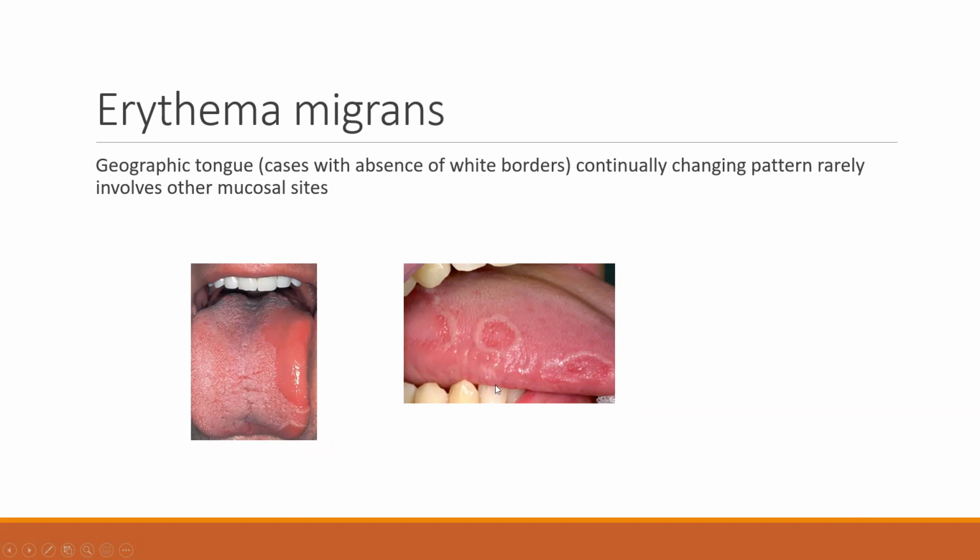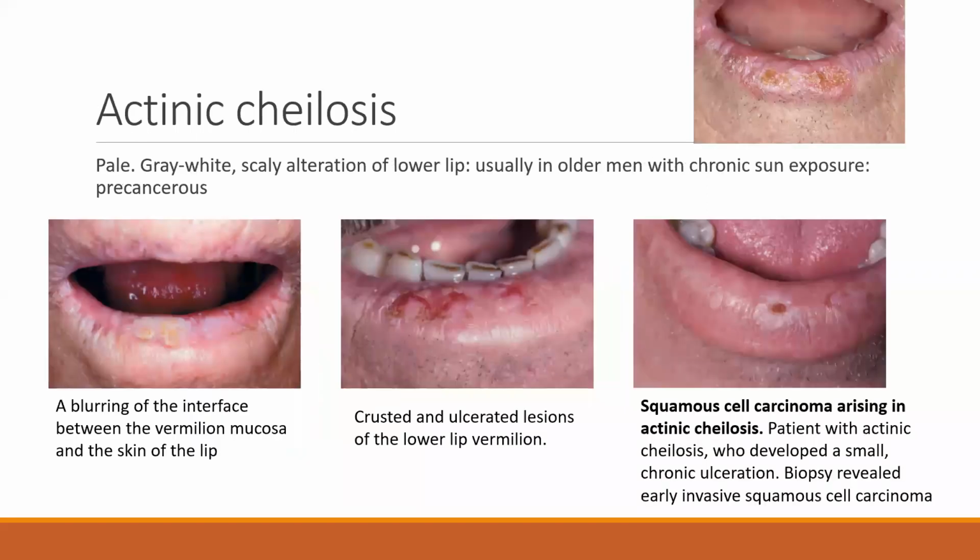areas. It has a nice border, and this border is nothing but desquamated epithelial cells. So they continuously keep changing the pattern. The patient is not symptomatic and is not worried. Sometimes they have a burning sensation and can be managed symptomatically. The next example of a red and white lesion is actinic cheilosis. It's also called actinic cheilitis.